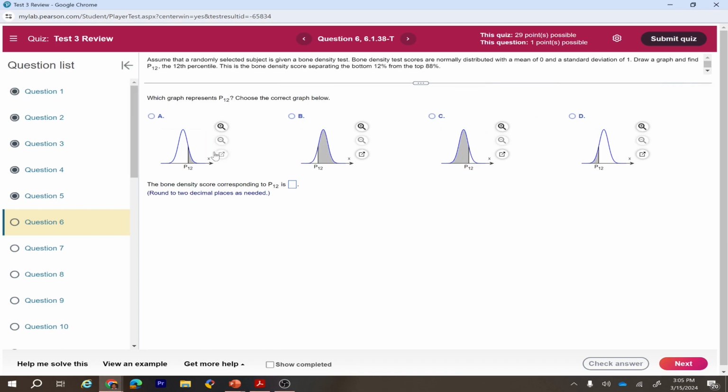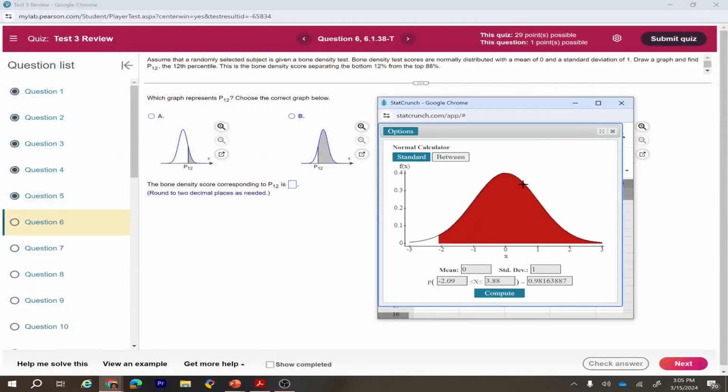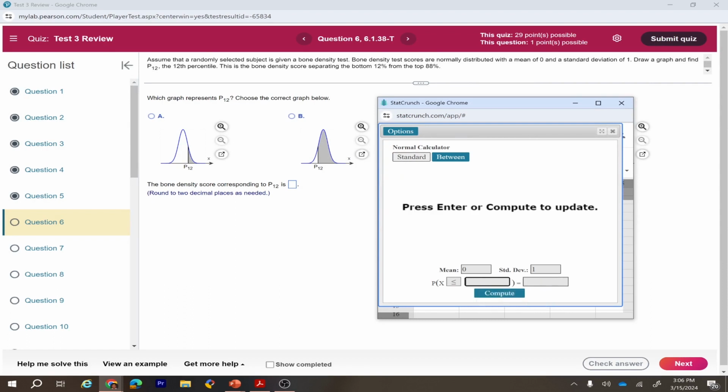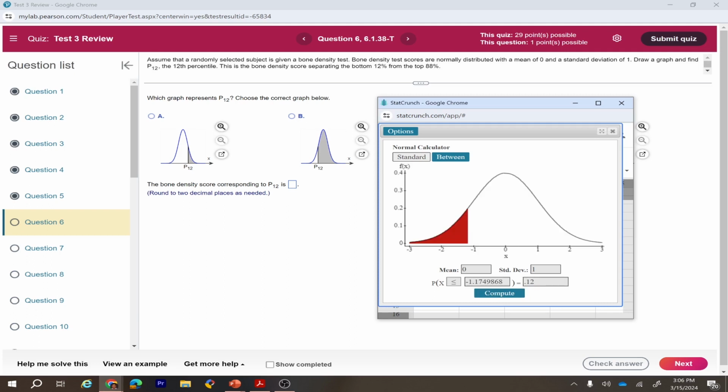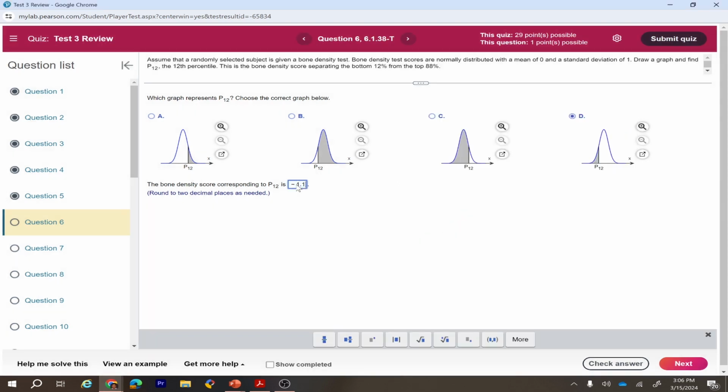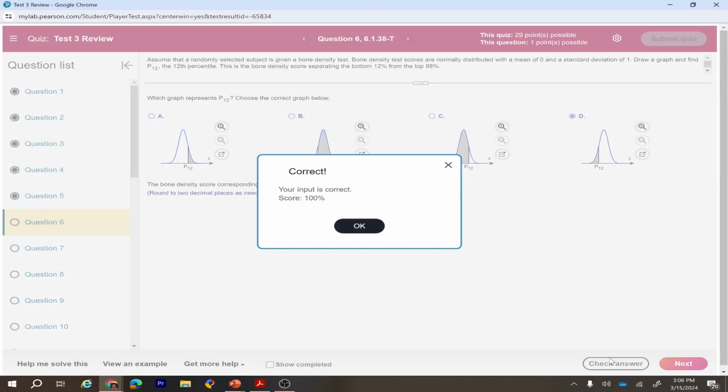So if you check the graphs we have been given, then we can see that this one is the right one, because to the left side it's a smaller value. So this is the right graph. And what's the value? You can use the calculator here. Again, the standard one. To the left side, the area is 0.12. So this middle box is going to give you the 12th percentile, P12 value, which is negative 1.17. Negative 1.17. Okay.